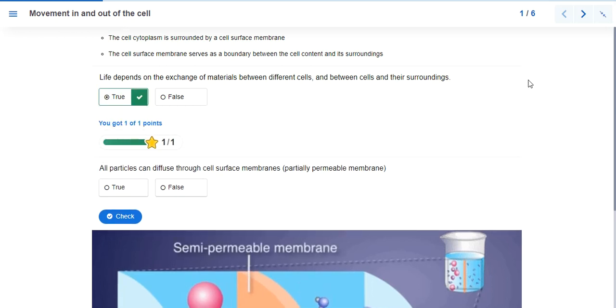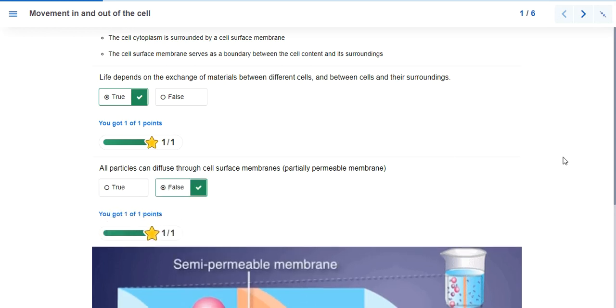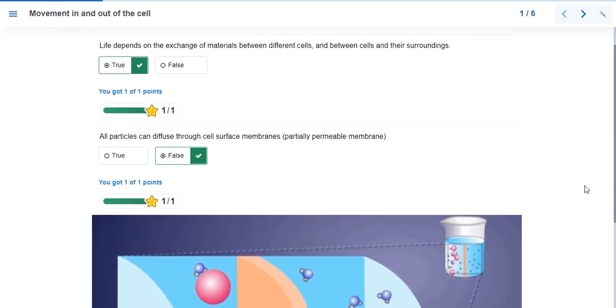All particles can diffuse through cell surface membranes. True or false? False. Not all particles can diffuse through cell surface membranes. An illustration is shown below here.